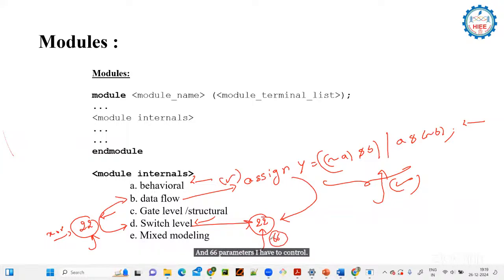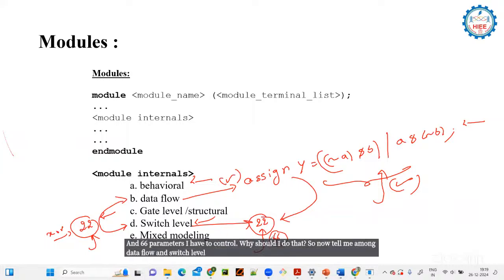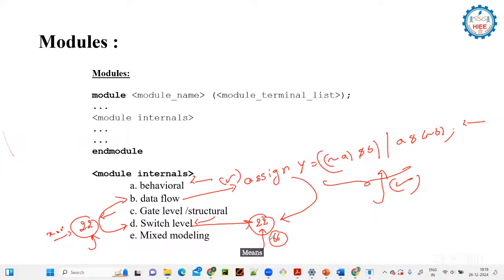Why should I do that? So now tell me, among data flow and switch level, which one is the highest level of abstraction, guys? Means which one is easier for you to understand? It is data flow, right? So among switch level modeling and data flow modeling, which one is at the highest level of abstraction?